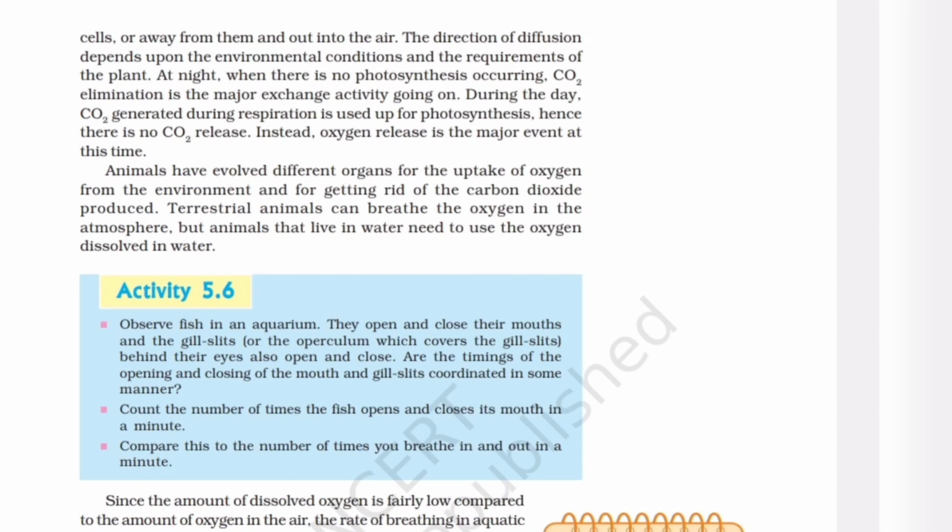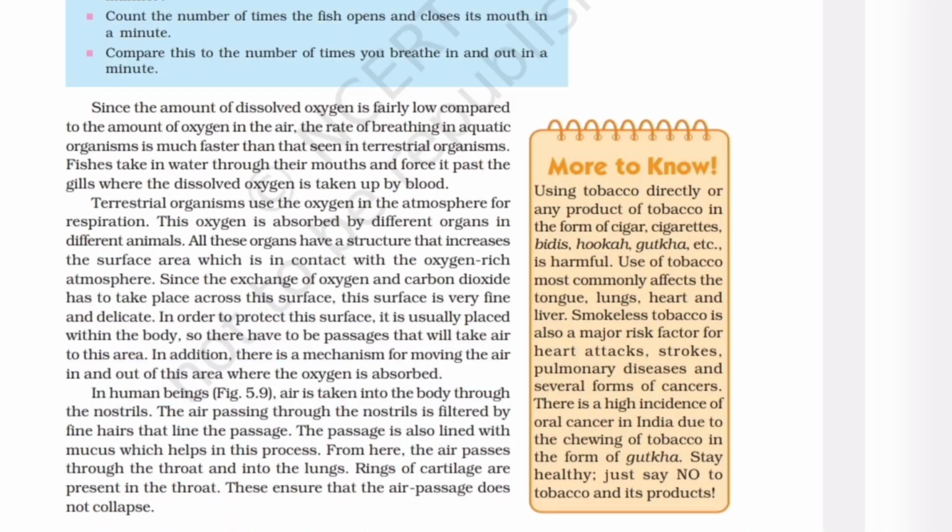Since the amount of dissolved oxygen is fairly low compared to the amount of oxygen in the air, the rate of breathing in aquatic organisms is much faster than that seen in terrestrial organisms. Fishes take in water through their mouths and force it past the gills where the dissolved oxygen is taken up by blood. Terrestrial organisms use the oxygen in the atmosphere for respiration.